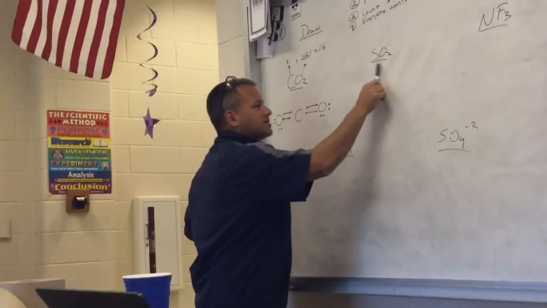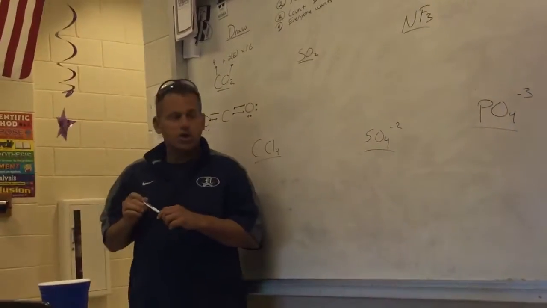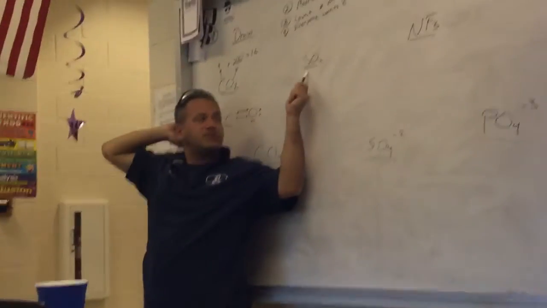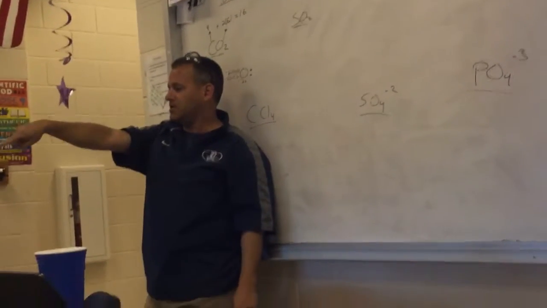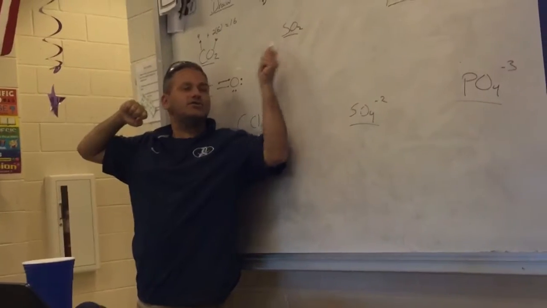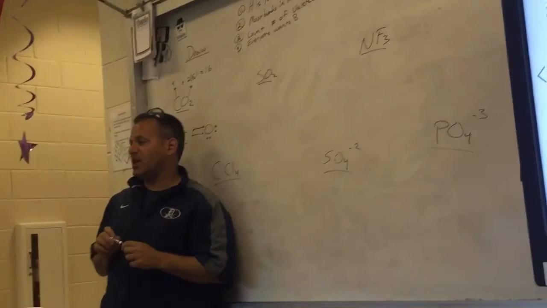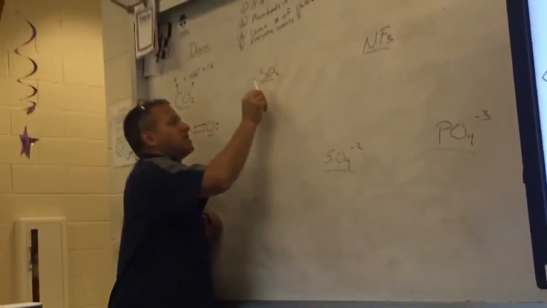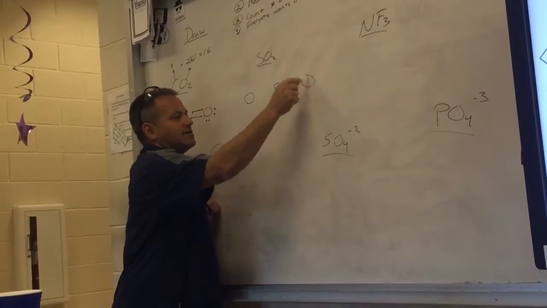Alright? Now, this one's a little tougher for you all because you don't know which one goes in the middle. Because they're both in the same group, right? I mean, they both can form 2 bonds, can't they? But here's how you know. Which is more electronegative? Look on the periodic table and tell me which one's more electronegative, oxygen or sulfur? Oxygen's more electronegative. Sulfur's less electronegative. So the one that's less electronegative will go on the inside. So put sulfur on the inside, put oxygens on the outside.